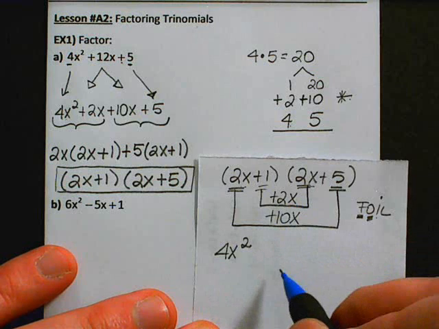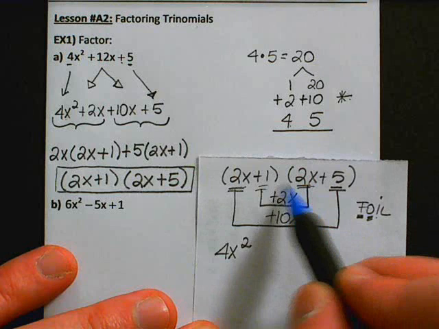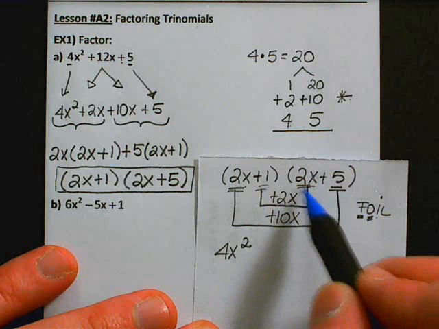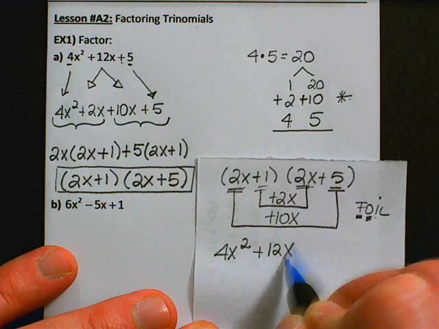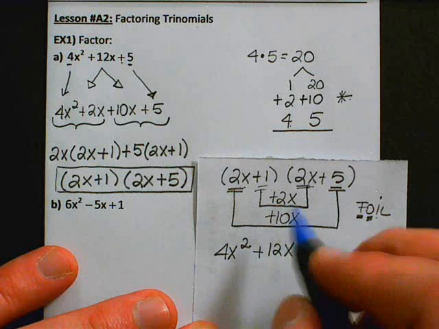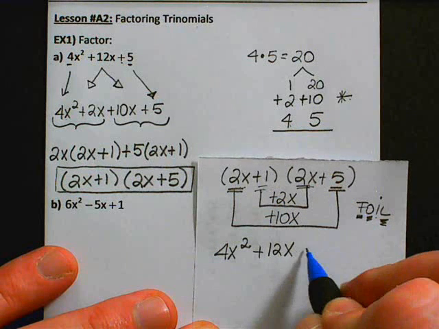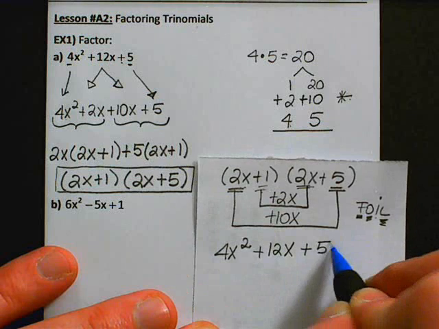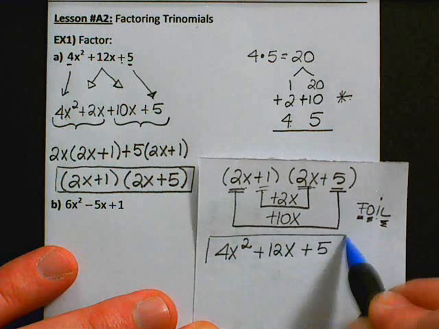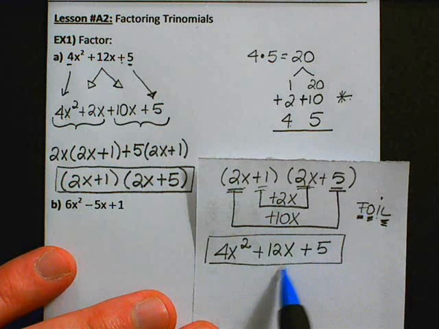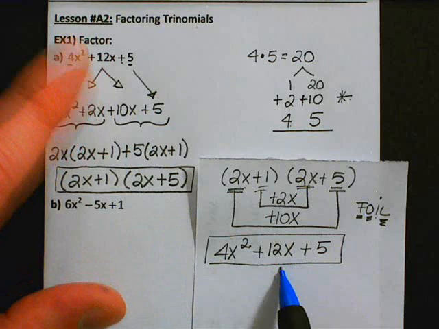So now that I have the inner box and the outer box, I combine them. So 2x plus 10x is 12x. And then I'll do the last one, which would be positive 1 times positive 5 equals positive 5. Alright, so that's what we get. And if you notice, that's the same trinomial that we started out with. So this is a confirmation that this answer is correct.